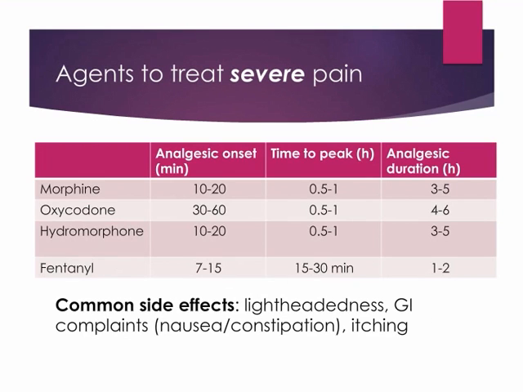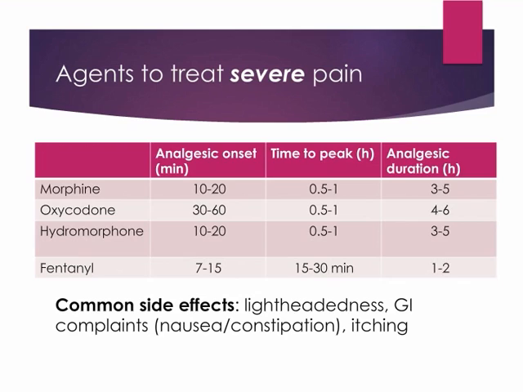So the chart then that talks about agents to treat severe pain, you'll see that morphine has an onset of action of about 10 to 20 minutes, and that matches hydromorphone. Oxycodone takes a little bit longer at 30 to 60 minutes, and then oral fentanyl, which isn't really utilized all that often, has a really quick onset of action of 7 to 15 minutes.